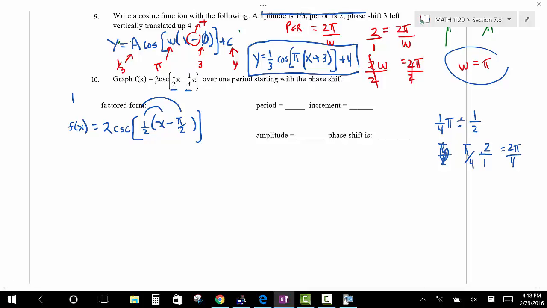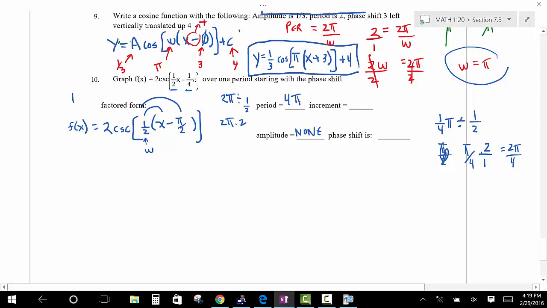Does it have an amplitude? No, because it doesn't have a max and it doesn't have a min. So don't fall for that. When we graph the sine in a minute, that's going to have an amplitude, but not the cosecant. There never is one. There's only an amplitude for sine and cosine. That's it. So the period is going to be 2 pi over omega. Omega, of course, is 1/2. So that's just 2 pi times 2, so that's going to be 4 pi.